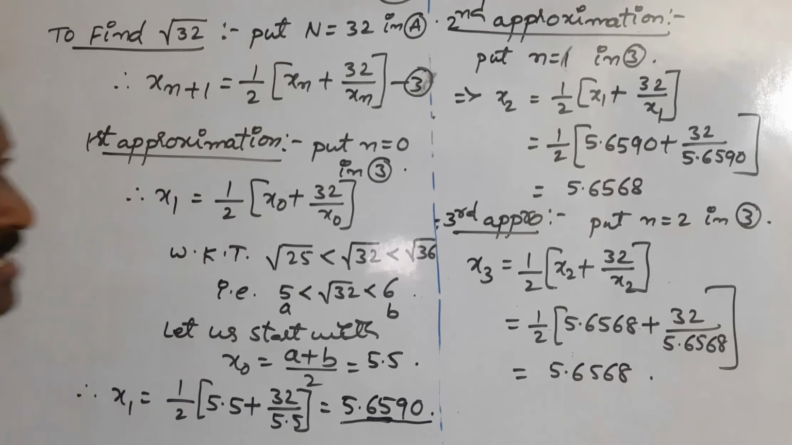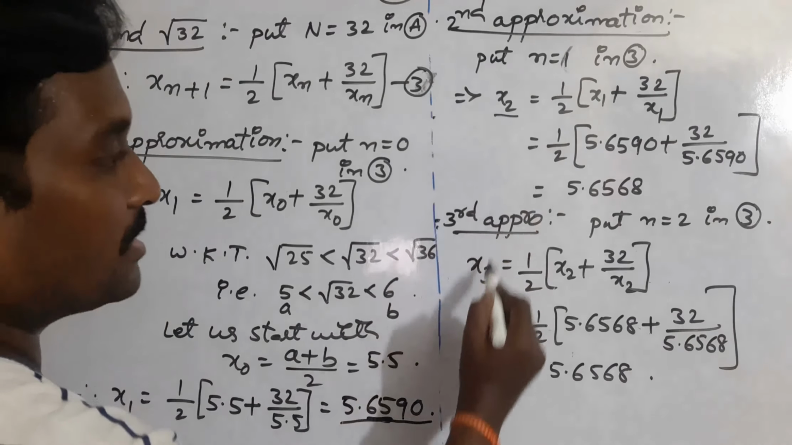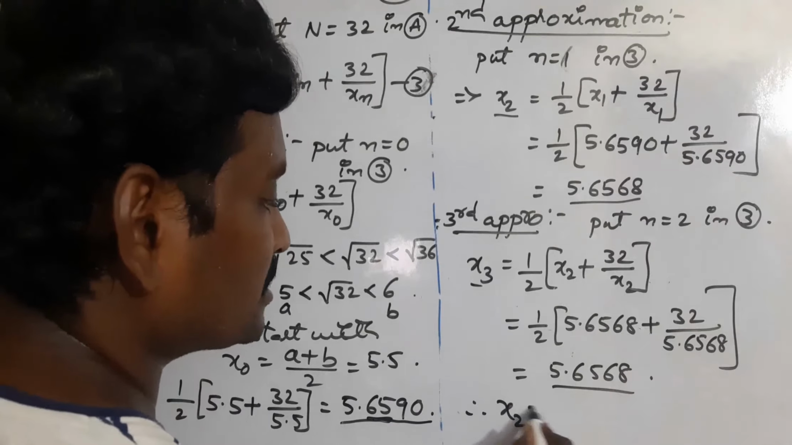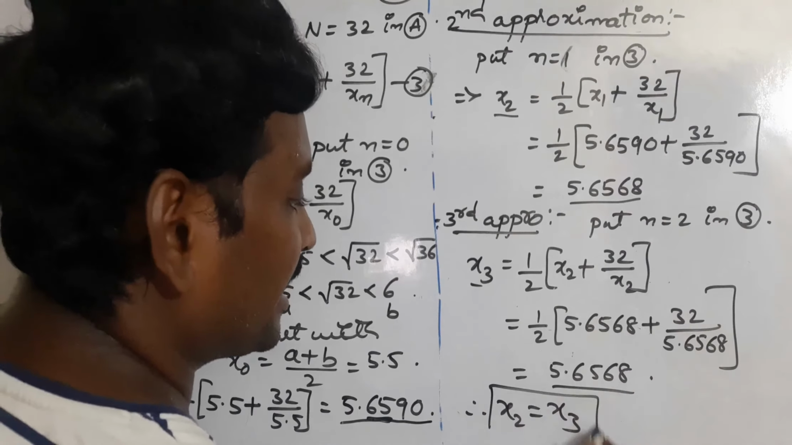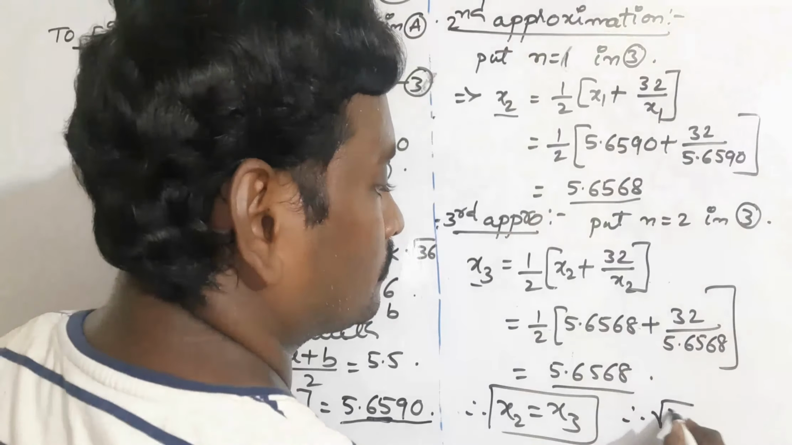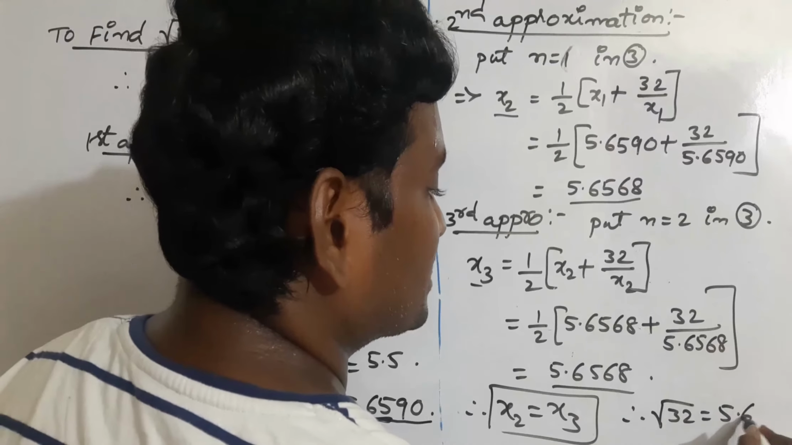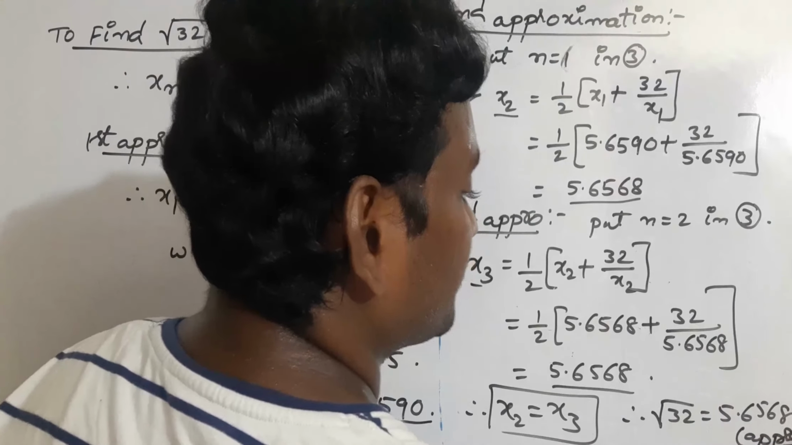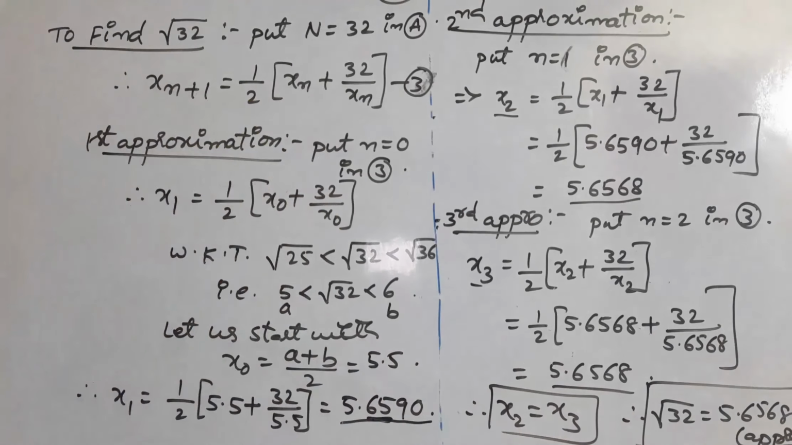Again, by using a scientific calculator, we get 5.6568. We are observing that both the second and third approximations have a similar value. So x 2 is equal to x 3. Hence, we can take root over 32 as 5.6568, and don't forget to write approximately. This is the conclusion of the given problem.